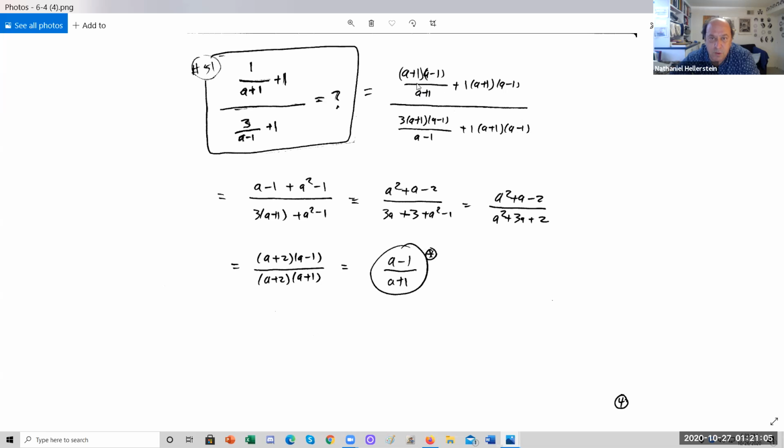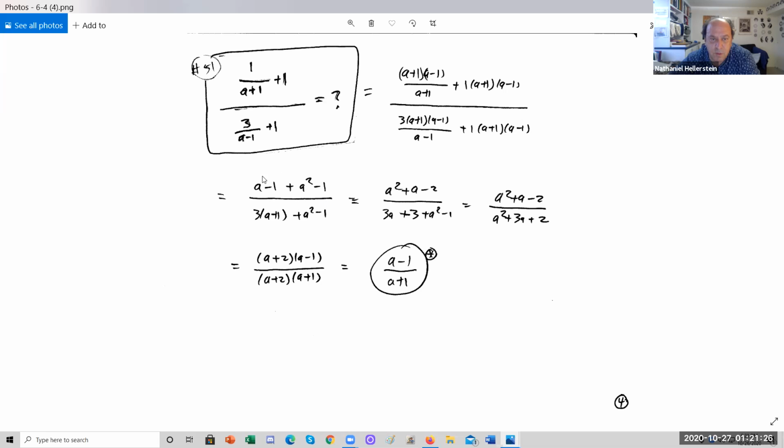Okay, the a plus 1's cancel here, leaving an a minus 1. Difference of squares gives you a squared minus 1. The a minus 1's cancel here, leaving 3 times a plus 1, plus a difference of squares. Okay, this we expand out to 3a plus 3.